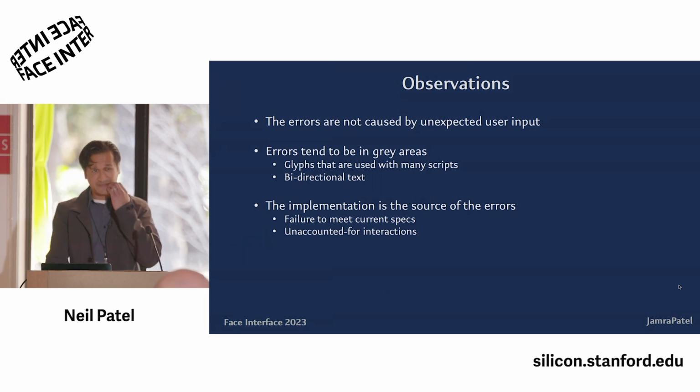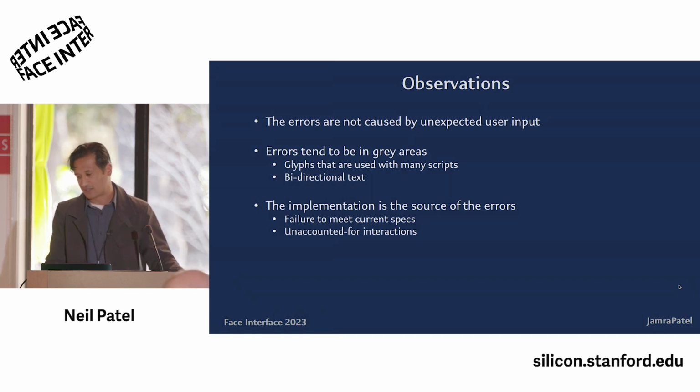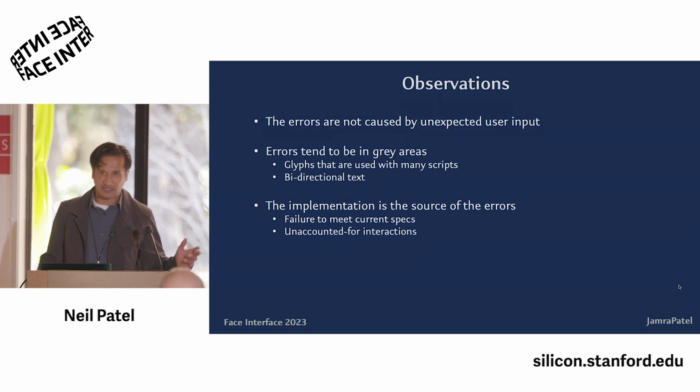So, some observations about these errors. They're not caused by unexpected user input. These are things that we would expect to work because of how we have defined these things to work. They tend to be in gray areas more often than not: glyphs that are used with many scripts, bidirectional text, things that are not as straightforward. But the thing that stands out to me is that the implementation is causing the errors. These aren't random errors; as implemented, the errors are being created, whether it's just not getting the current specs accommodated for, or mostly unaccounted for interactions.